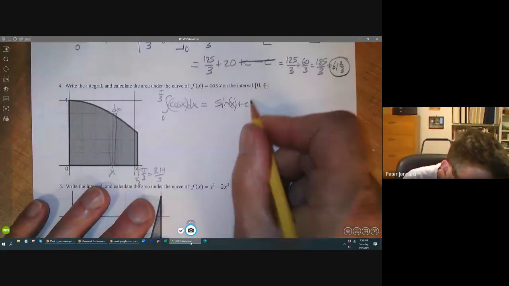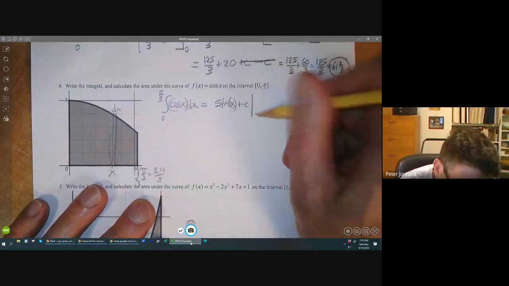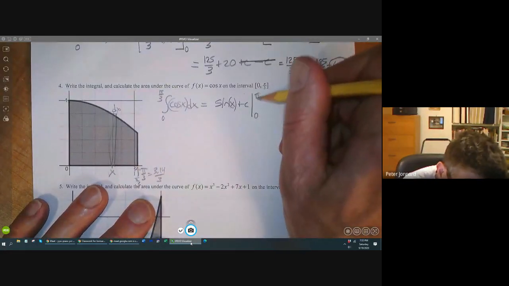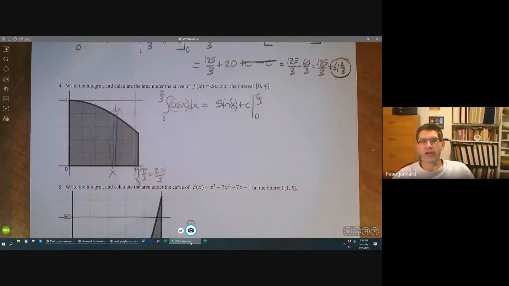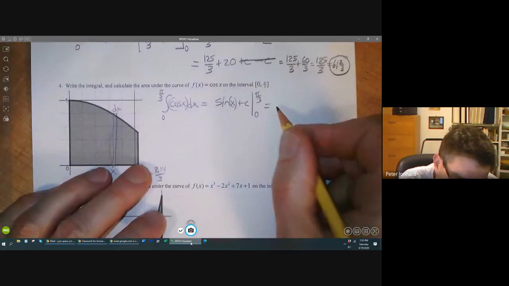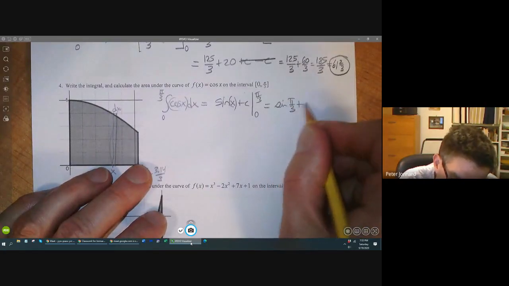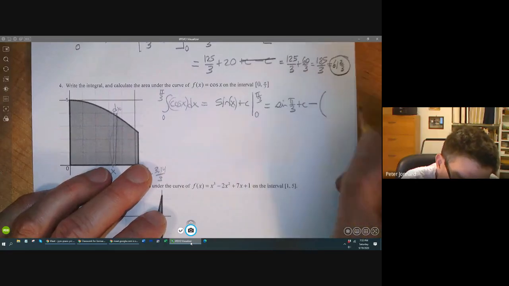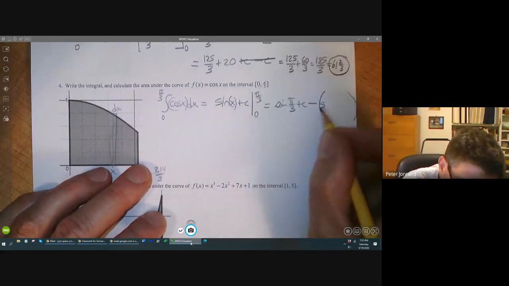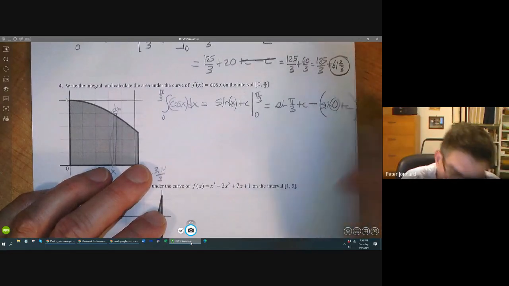Okay, and then we're going to evaluate this thing. So here's how you'll often see it, from 0 to pi over 3. That's often how you'll see it. They'll just put a bar there, and that indicates evaluate it first at the upper bound and then subtract at the lower bound. So this would equal the sine of pi over 3 plus c, and then minus, and then we put in 0, the sine of 0 plus c, like so.